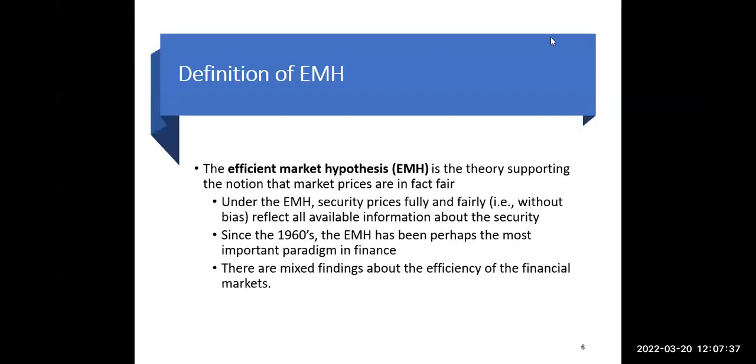So this is the efficient market hypothesis. Under the EMH, security prices fully and fairly reflect all available information about the security. If the markets are efficient, the prices of the shares, scrips in the market actually incorporate all available information fully and fairly. There is no hidden information, there is no extra analysis that can get you more profit or less profit. So that is quite a simple straightforward definition of efficient market hypothesis. Since the 1960s, the EMH has been perhaps the most important paradigm in finance.